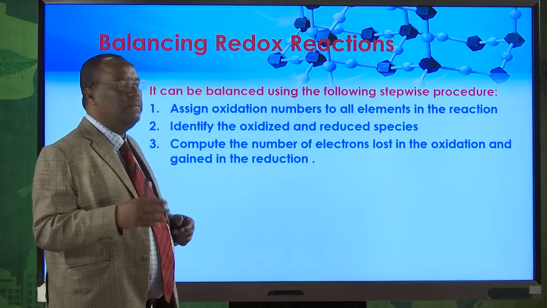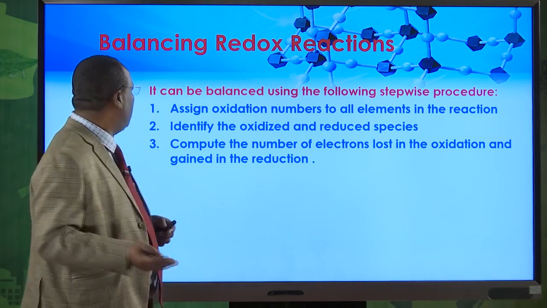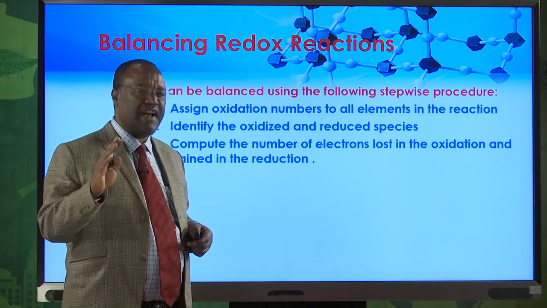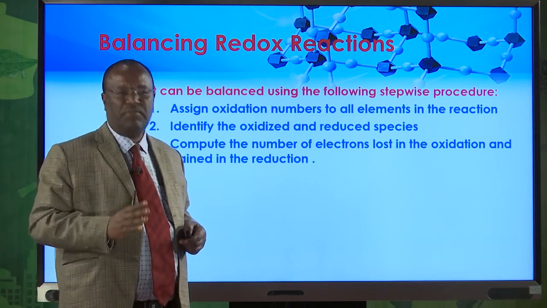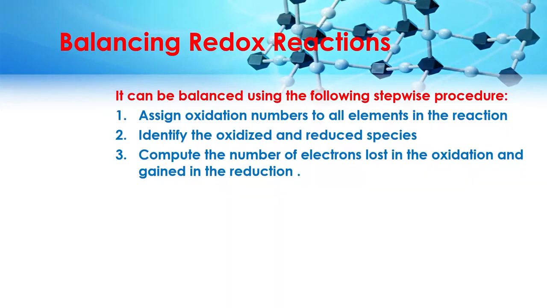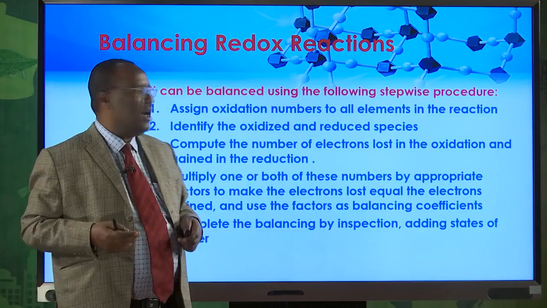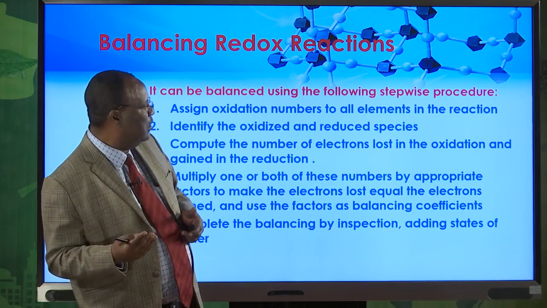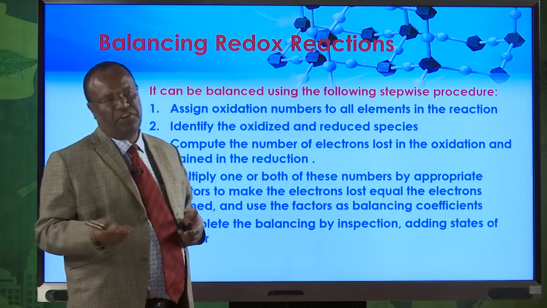The third step in balancing chemical equations using the oxidation number change method, we are going to compute the number of electrons lost in the oxidation and gained in the reduction. You should know how to calculate the oxidation number of atoms which participate in chemical reactions given in chemical equations. Next, multiply one or both of these numbers by appropriate factors to make the electrons lost equal the electrons gained, and use the factors as balancing coefficients.